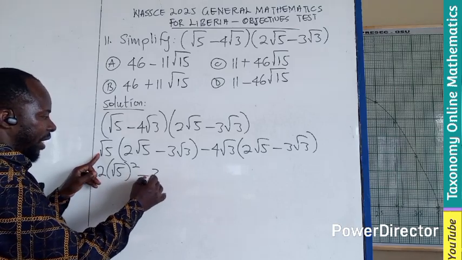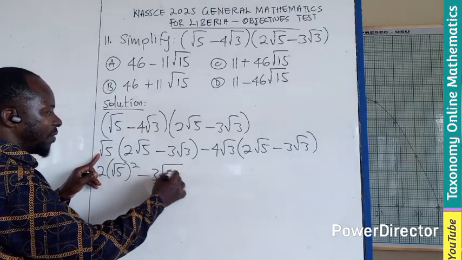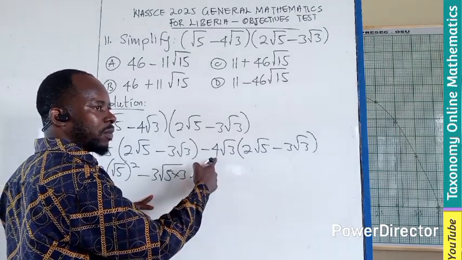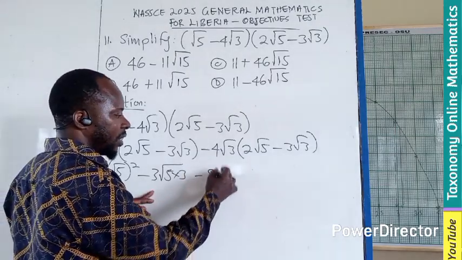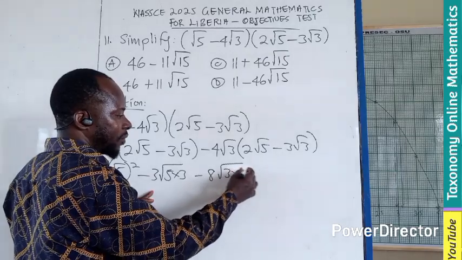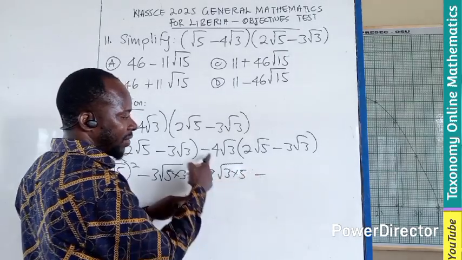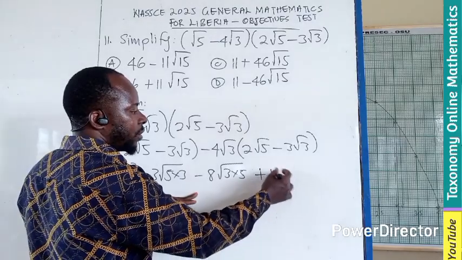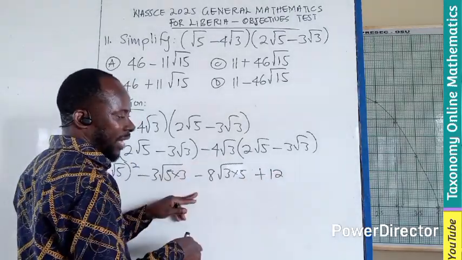1 times 3 will be 3. Then in the root, 5 times 3, minus. 2 times 4 will be 8, in the root, 3 times 5. Minus this, minus the negative times negative is positive 12, in the case of 4 times 3.